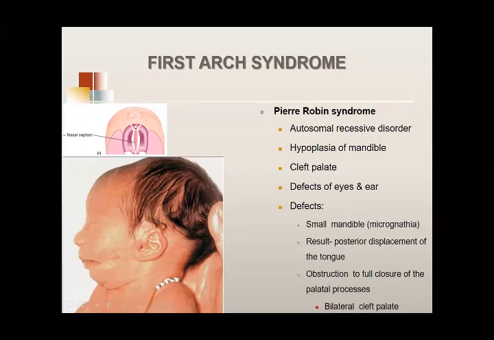Okay? So if the tongue does not descend enough, the two halves of the palate remain open, and you have the development of a bilateral cleft. Okay? So the tongue is pushed posteriorly, is placed posteriorly, and since it does not descend enough, the two parts of the palate fail to fuse, resulting in the development of bilateral cleft palate.